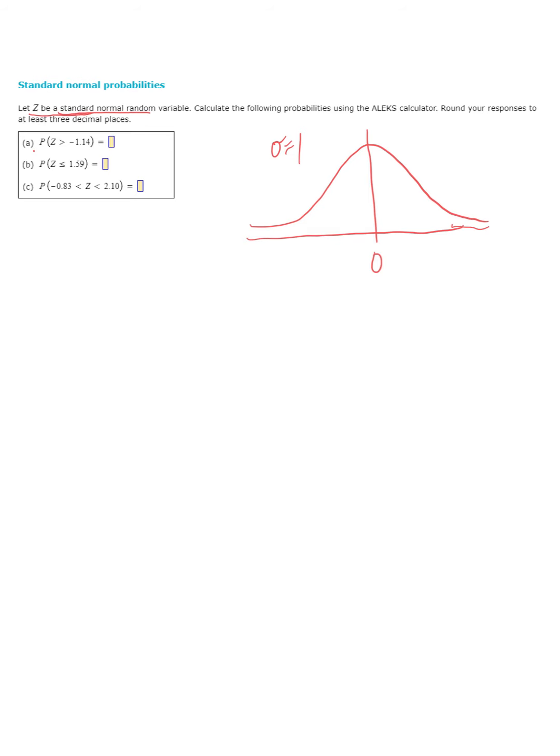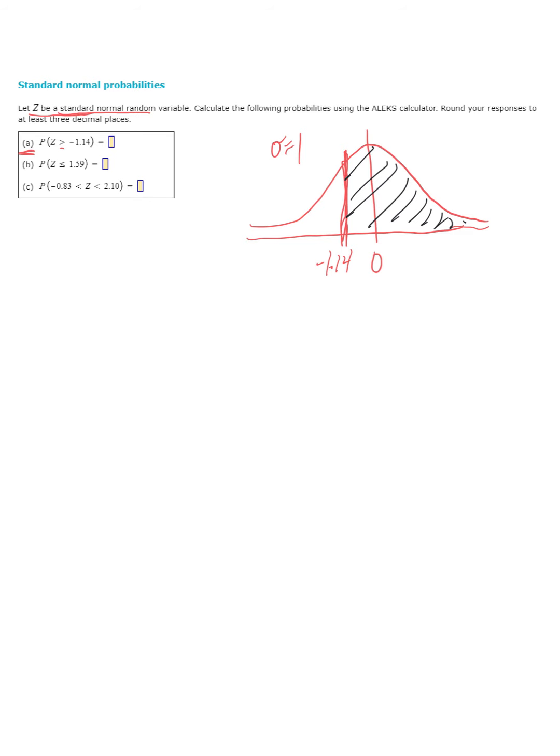So it helps me to draw pictures of these. This is saying, what's the probability that I get a value that's greater than negative 1.14 standard deviations away? So here's where negative 1.14 standard deviations would be. It's on the left of the mean because it's negative, and the probability that it's greater, that means I want to find all this area right here.